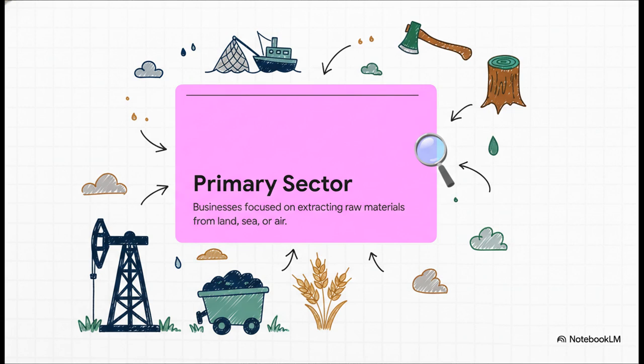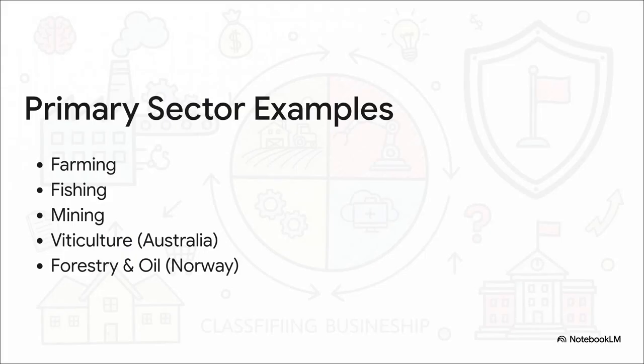It's step one. Think about any business that's involved in harvesting or pulling natural resources right out of the environment. This is the foundation that everything else is built on. So, we're talking about things we see all the time, like farming and fishing, but this also covers massive operations. And this is a great way to see how even super developed countries can have really strong primary sectors. You know, think about Australia and its world-famous vineyards, or Norway with its huge oil and forestry industries.